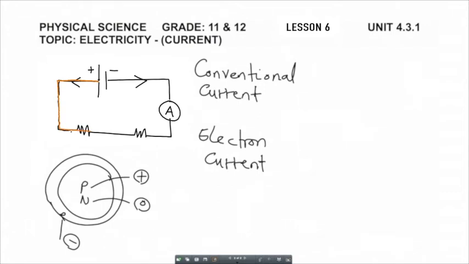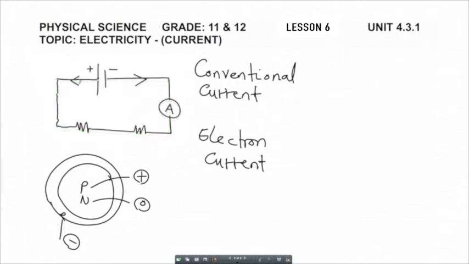So a child at the end of the lesson must be in a position to know that the charge would flow from positive to negative. Equally, the charge can also flow from negative to positive. So the only disparity is that we need to make a difference between the two types of currents that exist, conventional and electron current.